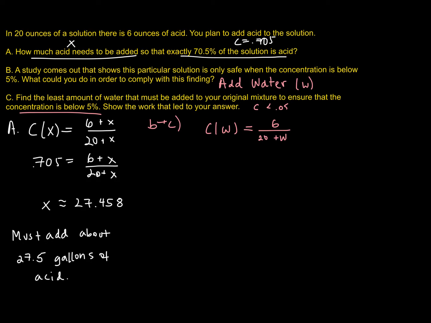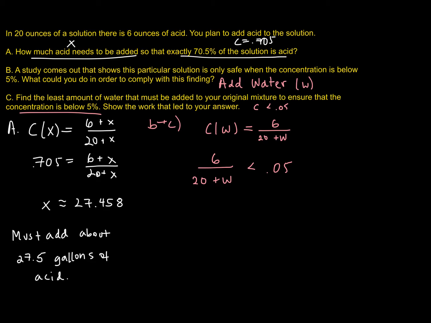Now, in part B, what you want to think about is instead of adding acid, I want to make the concentration lower. So I don't want to add any acid. Instead, I want to add water. And I want to add that to the total. So my new equation is going to be C of W, where W represents the water I'm adding. And that's going to be 6 over 20 plus W. So now I want my concentration to be below 5%. So this means my concentration must be less than 0.05. So here's my concentration. I want to set this to be less than 0.05. So I will have 6 over 20 plus W is less than 0.05.